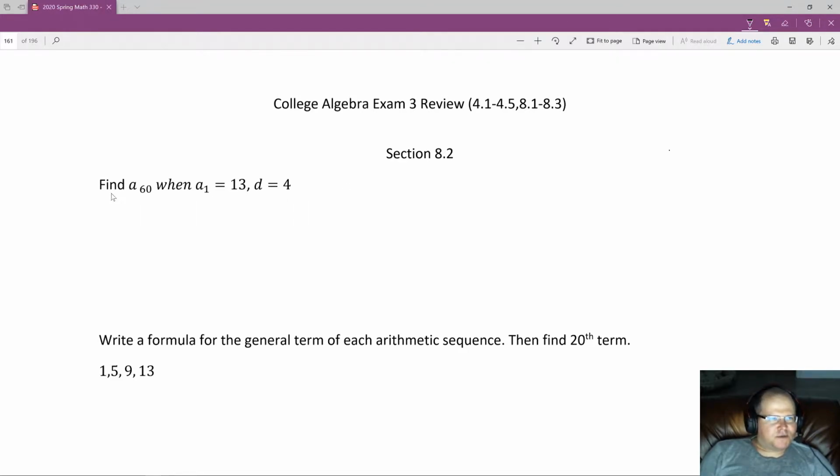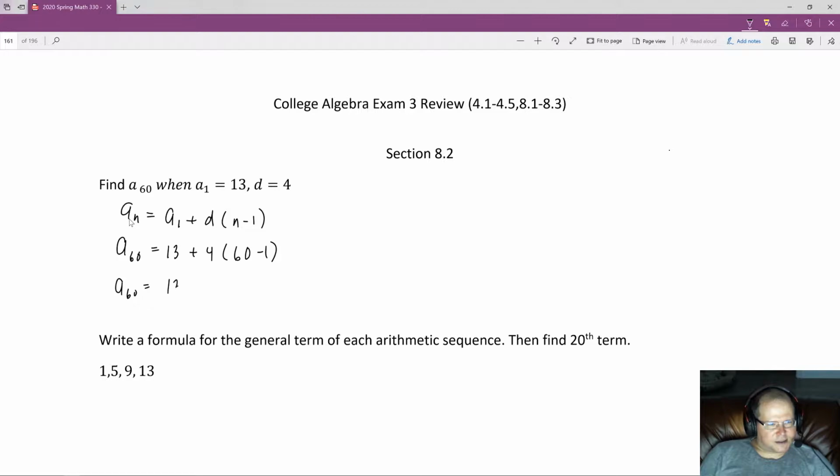Section 8.2, find A60 when A1 is equal to 13 and D, the difference, is equal to 4. AN is equal to A1 plus the difference multiplied by N minus 1. We are looking for A60. A1 is equal to 13. The difference is 4. N is 60 minus 1.